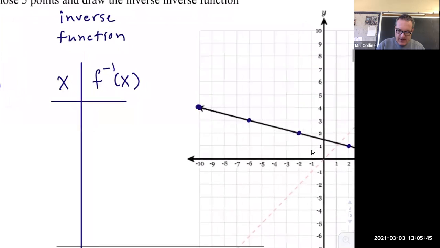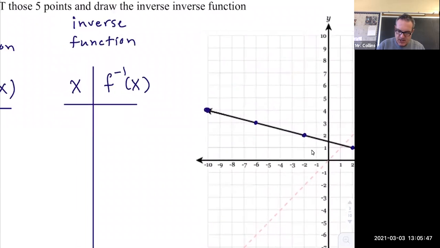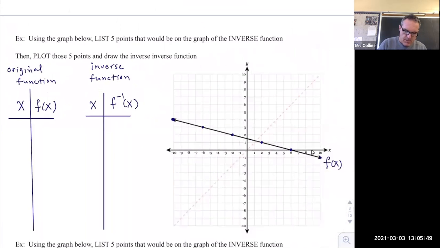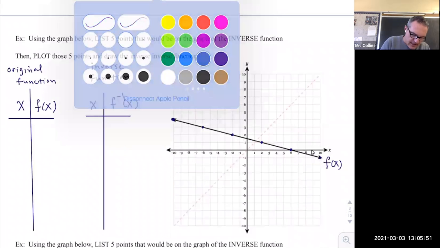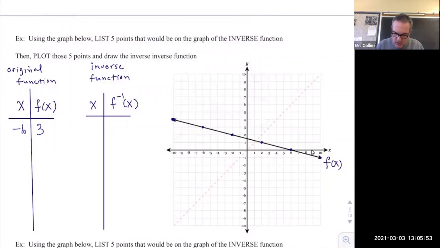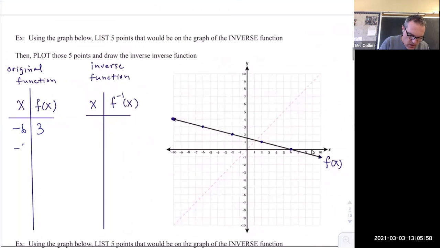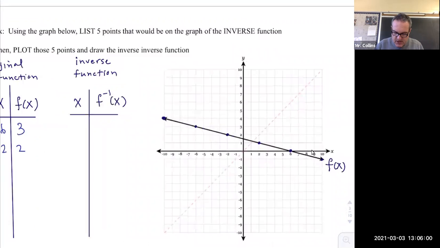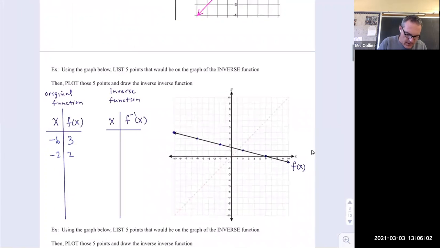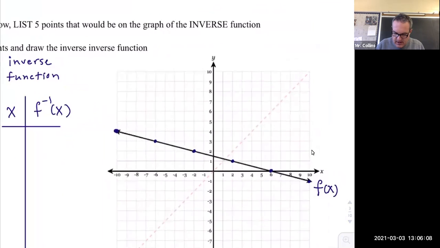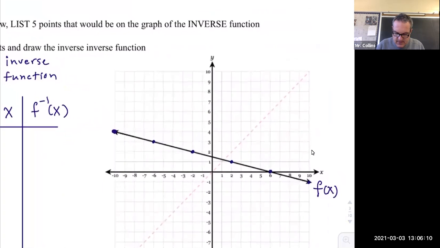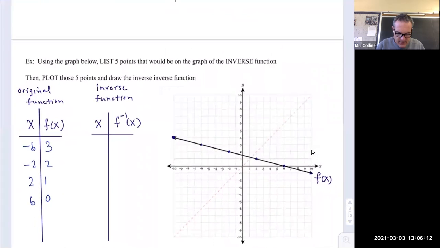So, that first one there is at -6,3. So I'm just going to plot the points over here. -6,3 is one of them. That looks like -2,2. And pardon me as I zoom in and zoom out. 2,1, and 6,0 is the x-intercept, and I guess that's it. Yeah, 4 points is enough, right?